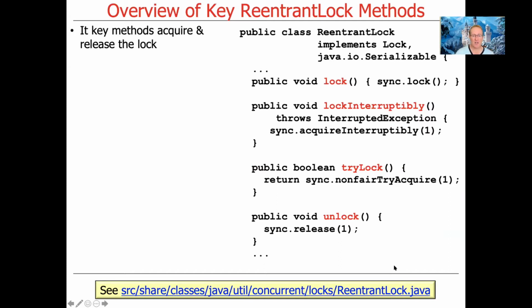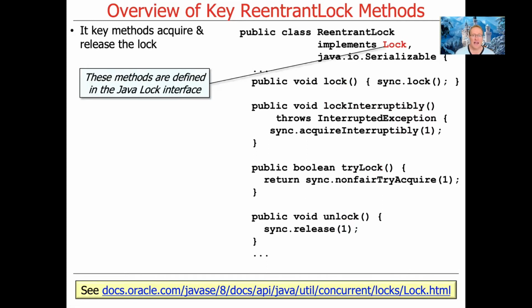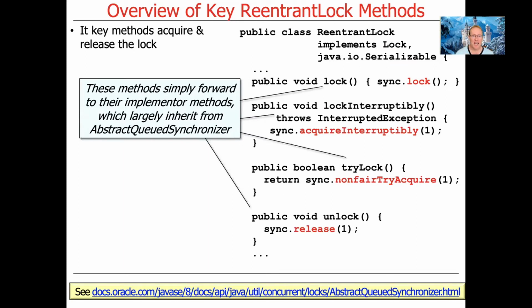As always, you can take a look at the source code because it's available in open source form on the web. All the methods we're going to look at are actually defined in the Lock interface that ReentrantLock implements. The method implementations all simply forward to internal methods that are part of the Sync hierarchy, which will be either FairSync or NonfairSync. And FairSync and NonfairSync's methods in turn largely inherit their behavior from the AbstractQueuedSynchronizer framework.